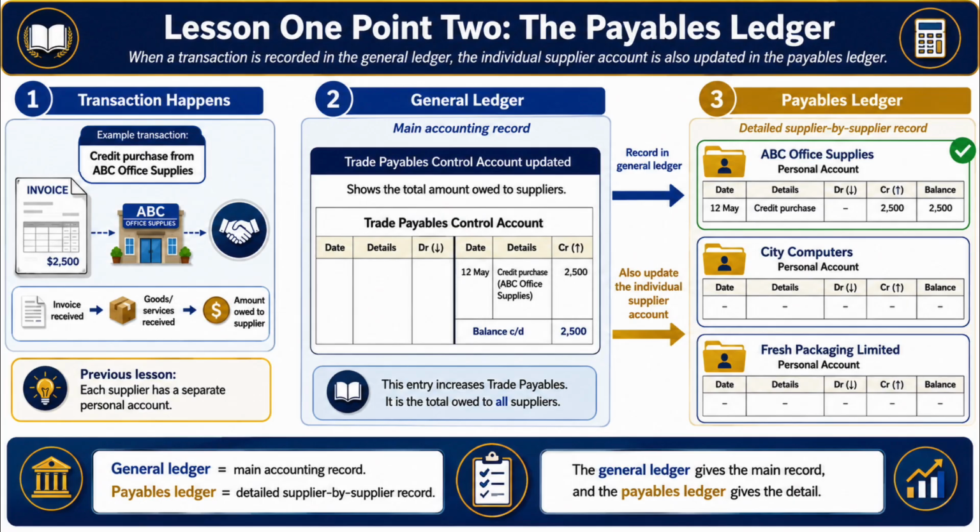The main idea of this lesson is simple. When the business records a transaction in the General Ledger, it also updates the individual supplier account in the Payables Ledger. So the General Ledger gives the main accounting record, and the Payables Ledger gives the detailed supplier-by-supplier record.